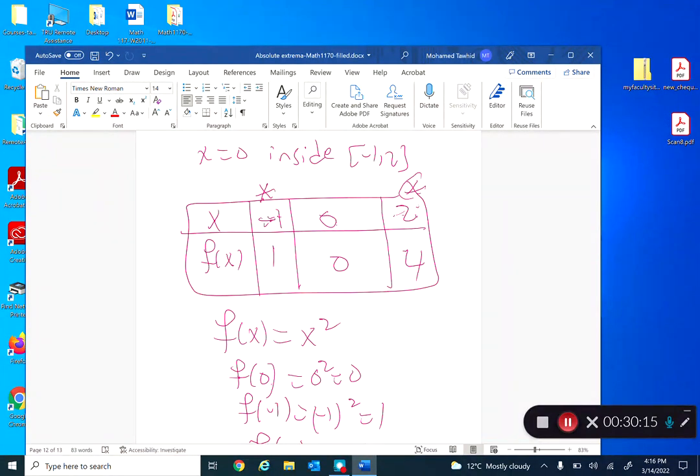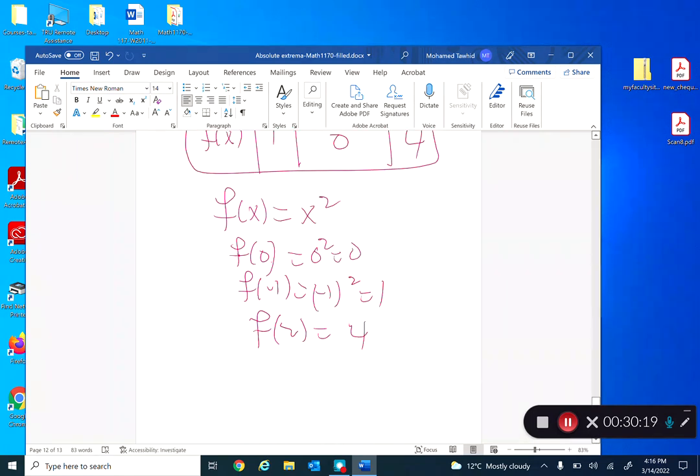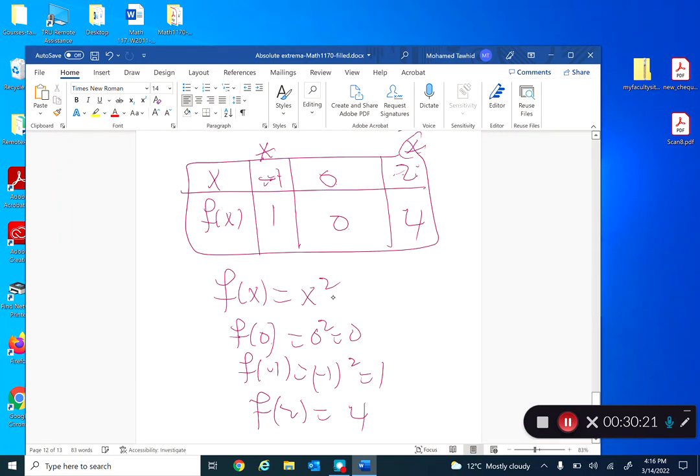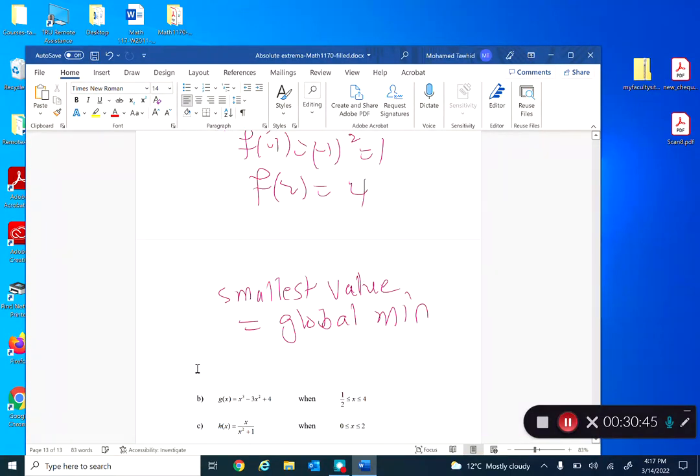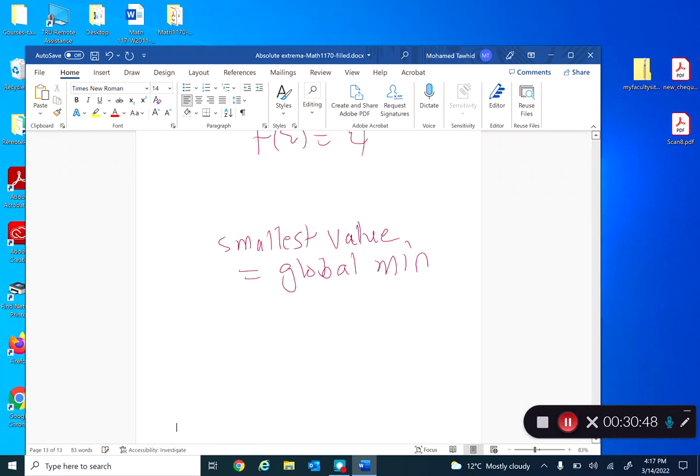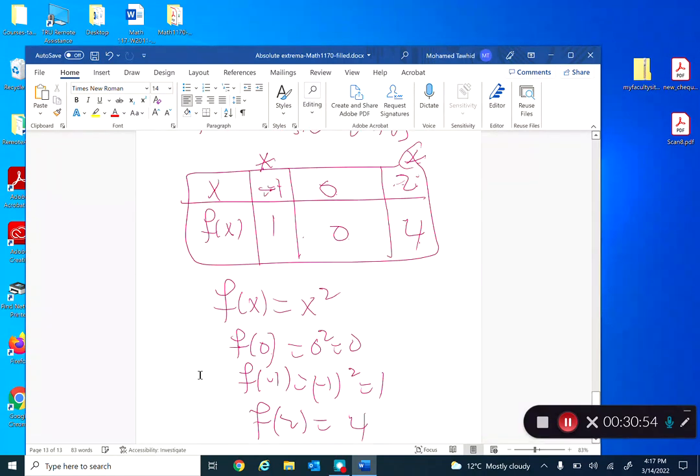I have to find the corresponding value for f, and then I look at the table. What is the smallest value you have here, and what is the largest value you have? So let me write here, the smallest value. That will be your global min, or absolute minimum or global minimum. So what is that? It will be f of 0 equals 0. So when x equals 0, look what you have, 0 here, that is your global min, right?